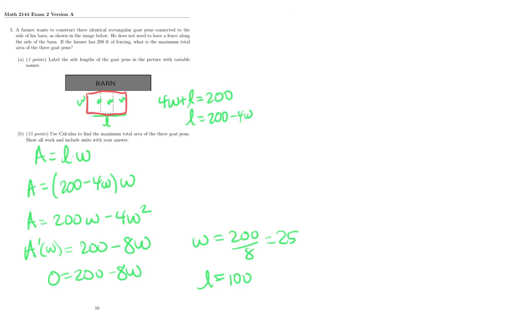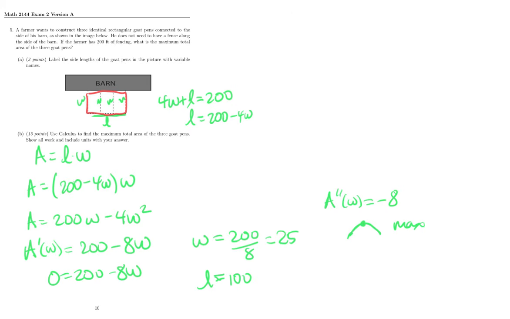And so I want to make sure that this is actually a maximum. So I can say A double prime of W is equal to negative 8. So that means my function is concave down. So that is actually a maximum. Sorry, my 8 turned into infinity somehow. Okay, so that is a maximum.